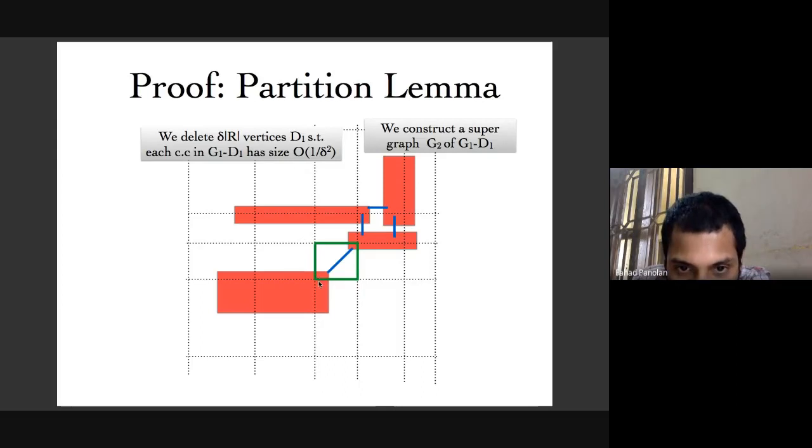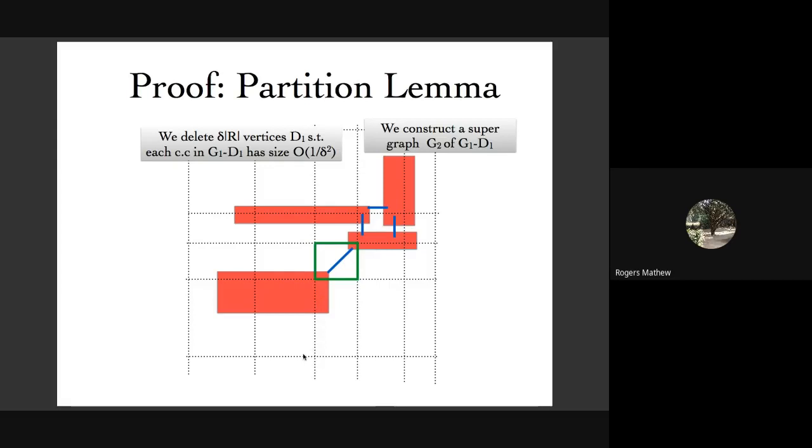If it has, then all of them will be in one connected component. So look at the cells which are intersecting two connected components. Then the structure will look like this. So I draw an edge like this.